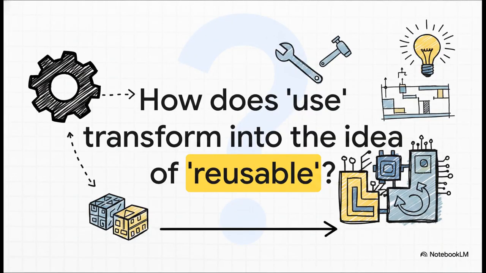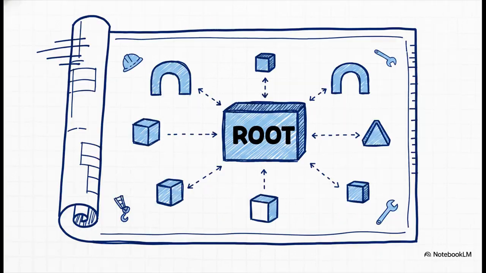So let's just jump right in with a little puzzle. How do you get from a simple, everyday word like use all the way to a powerful idea like reusable? It's not magic, not at all. It's actually engineering. It's about taking a core idea and knowing exactly how to add new parts to it. And that, right there, is the big secret we're diving into. The secret is in the architecture.